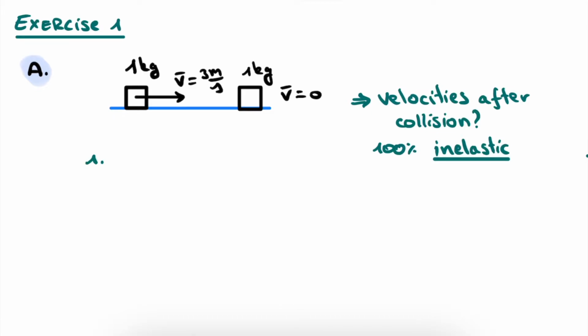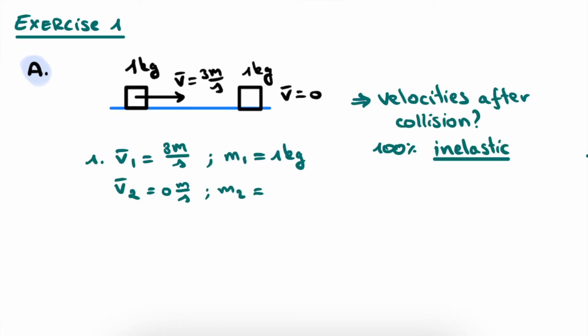The first step, of course, is to write down the givens that we have in this problem. We have v1, which is equal to the velocity of the first object. This is, of course, 3 meters per second. We have m1, which is the mass of the first object, which is 1 kilogram. We have v2, which is the initial velocity of the second object, which is 0 meters per second. And of course, we have m2, which is the mass of the second object, which is also 1 kilogram. So these are all the givens that we have.